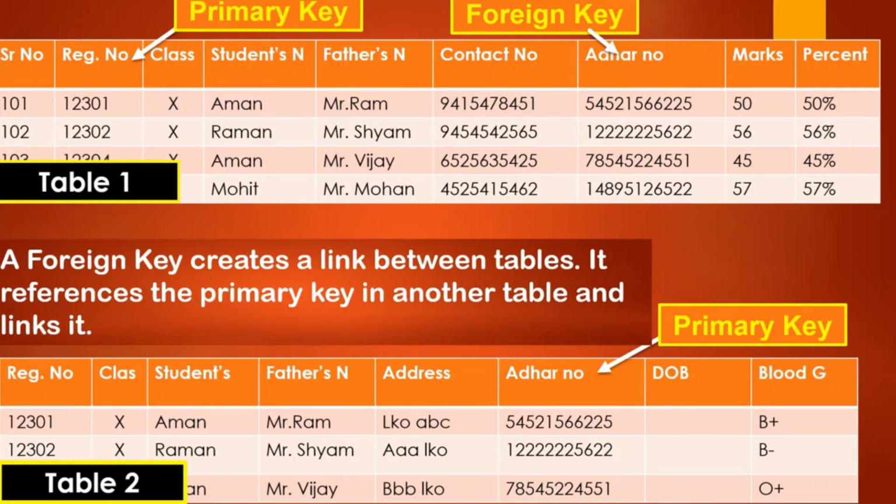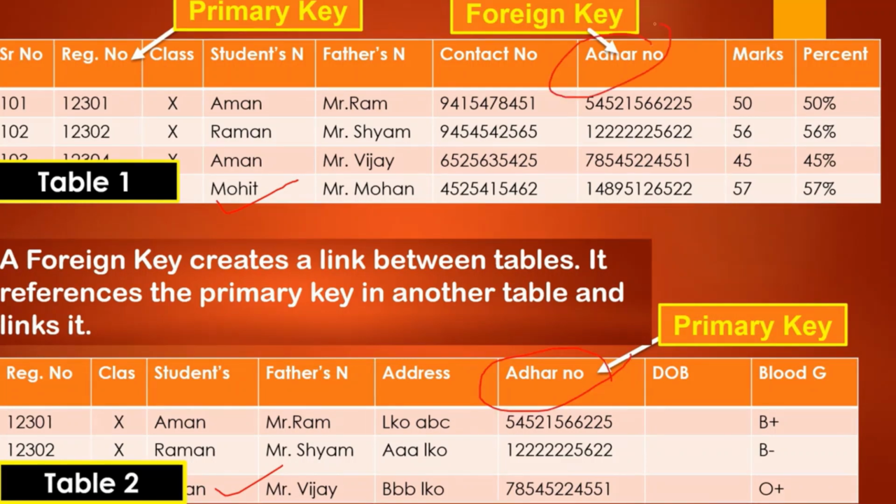After that, the matter comes for foreign key. Suppose you can see the foreign key creates a link between the tables, and it is a primary key in another table. Now when we are talking about table 1, we find that in another table, for table 1 another table is table 2, in table 2 Aadhaar number is primary key. In table 2 Aadhaar number is primary key. It is used in table 1 too.